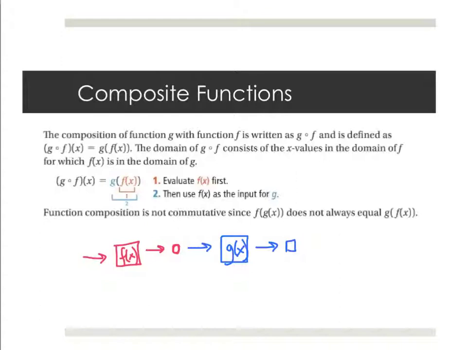Now you can write it where you're actually just plugging the entire function in and simplifying, and you can also evaluate. So here you see, if we have g of f of x, we evaluate the inside first, the f of x first, and then plug that in as the input for the g of x. Function composition is not commutative because you're not always going to have f of g of x and g of f of x equal. So when you plug one function in for the other, it's not always going to come out equal. This will get easier as we do some practice problems here. So let's go ahead and try some.